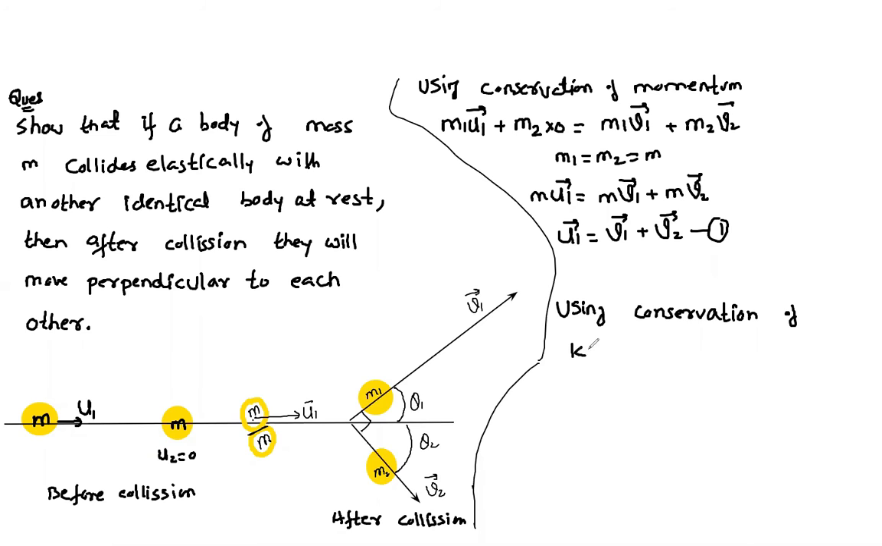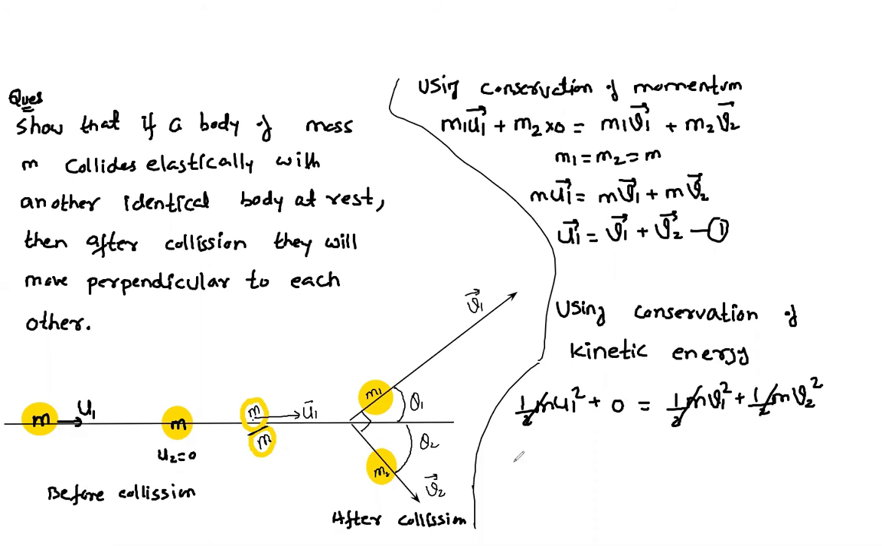If I use conservation of kinetic energy, then initial kinetic energy is half M U1 square. The second body is at rest, so its kinetic energy is 0. Final is half M V1 square plus half M V2 square. This half M will cancel with this half M, and with this half M. And we are left with U1 square is V1 square plus V2 square. That is equation number 2.